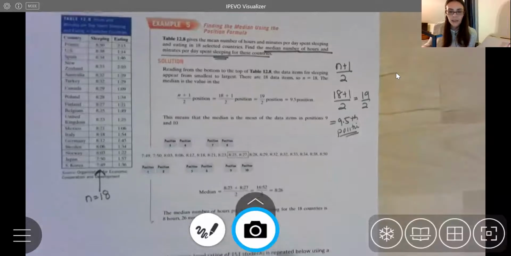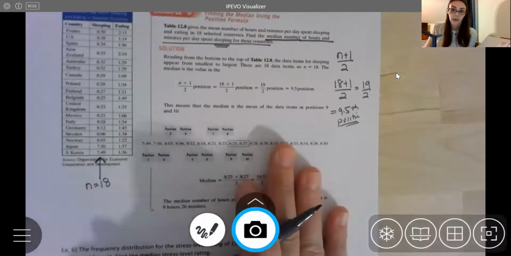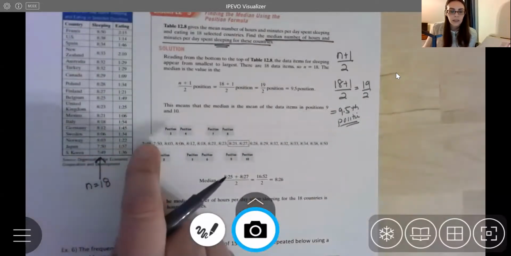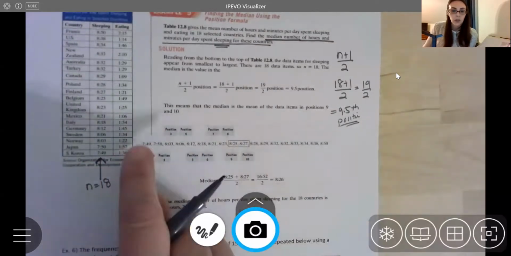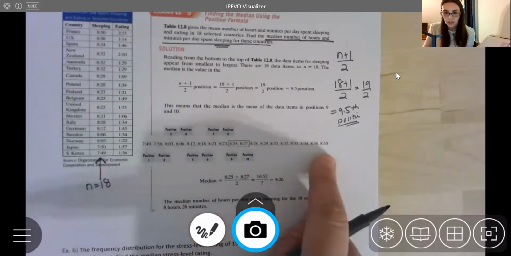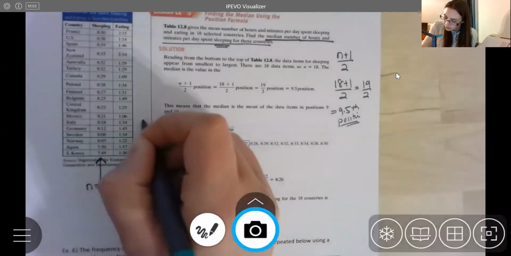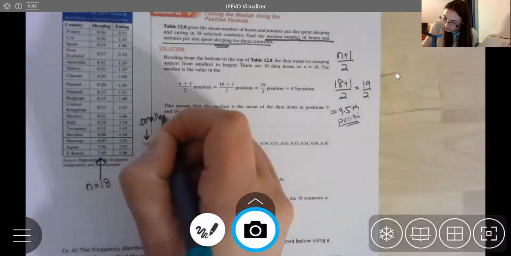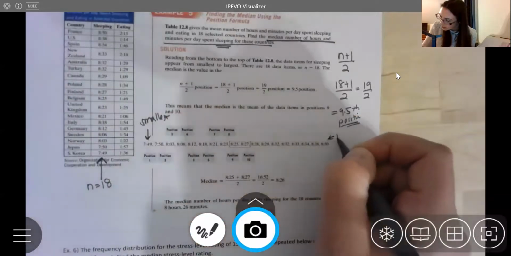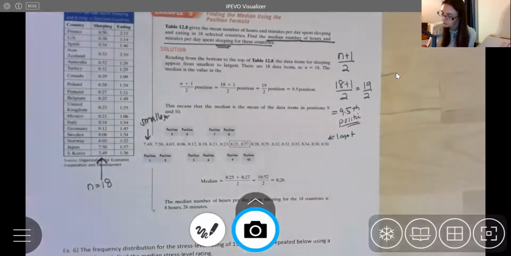Now, I copied some of the solution here just so I don't have to rewrite everything this time. But what you can see is it's been rearranged from smallest to largest, right? So when you're doing the median, you do want to have the smallest here and then the largest here. And we want the 9.5 position.